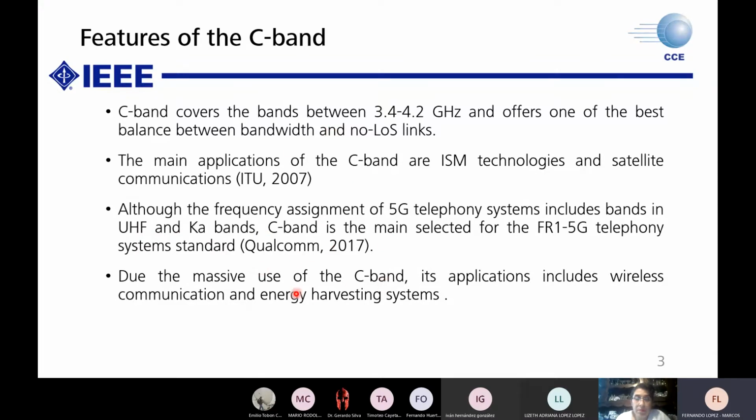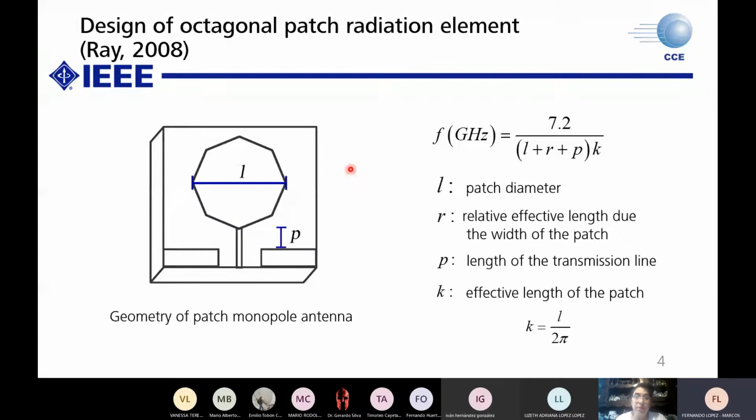Due to the massive usage of the C-band, its applications include not only wireless communication, but also energy harvesting systems, as an example. The relevance of this band motivates us to design an antenna that operates in that frequency range. The design features of the antenna are shown next. This is the design of the antenna.